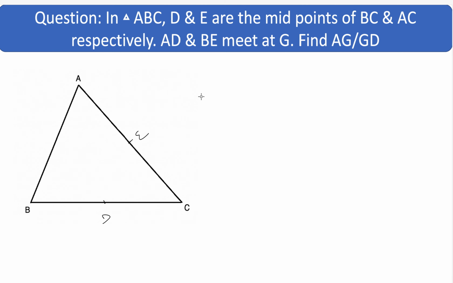AD and BE meet at G. AD will become a median. Let's draw AD. AD is a median. Similarly, BE is also a median because it is joining the vertex to the opposite midpoint. Find AG by GD. This G will be the centroid, we already know. They are asking us to relate AG by GD. So let's also draw the third median. We know that it has to pass through G, because all three medians are always concurrent and they meet at G, the centroid.